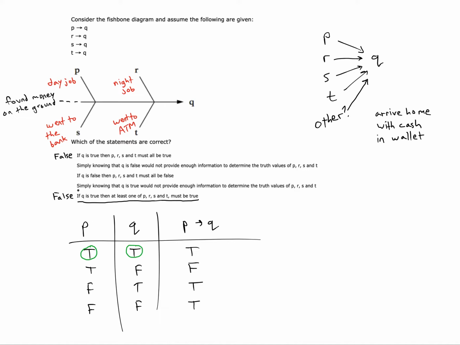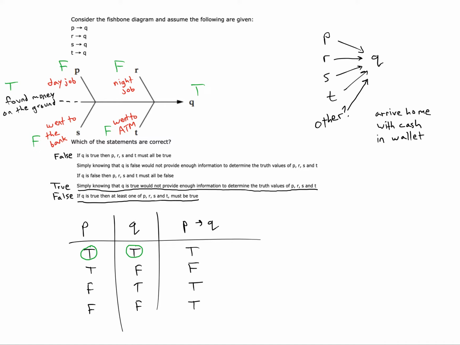But the one above it says simply knowing that Q is true would not provide enough information to determine the truth values of P, R, S, and T. That one is true, and here's why. It is possible that you didn't work the day job, you didn't work the night job, you didn't go to the bank, and you didn't go to the ATM, but Q could still be true because of some other cause, such as found money on the ground.